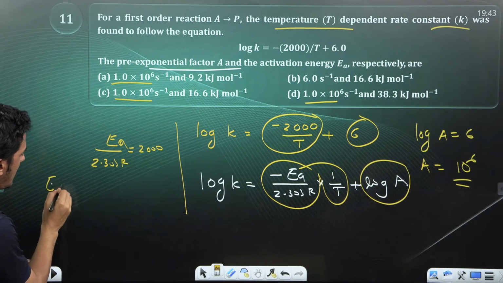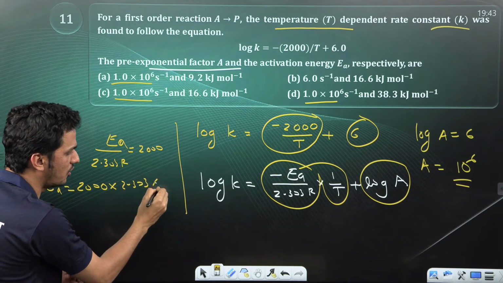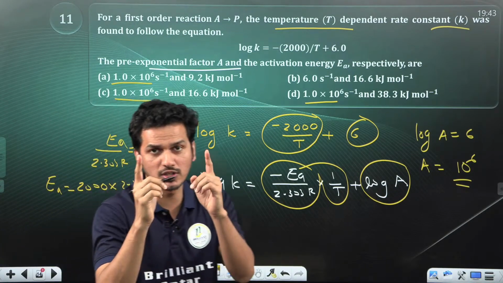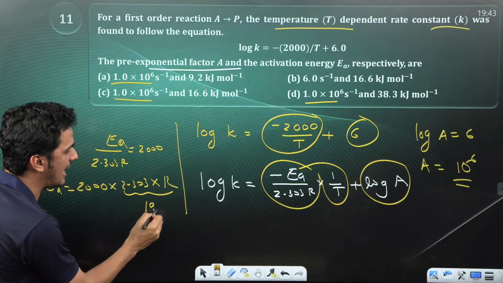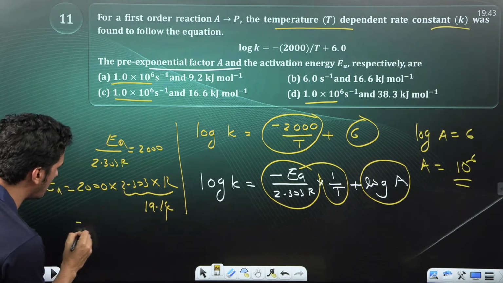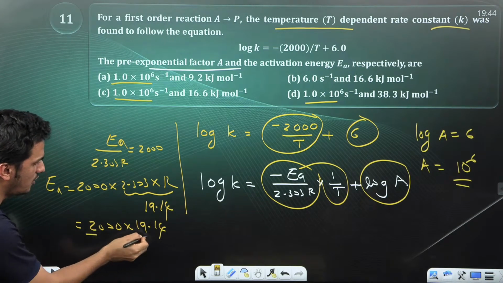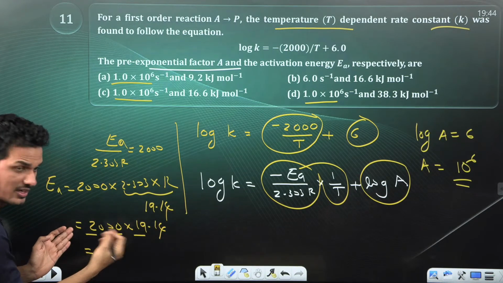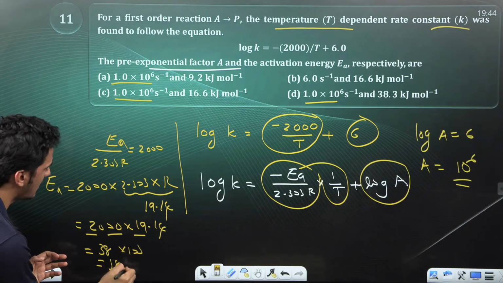Now I can write EA equal to what? 2000 into 2.303 into R. R is 8.314, so 2.303 into R, instead of that I can write 19.14. We discussed that idea many times. So that means 2000 into 19.14. So 2 into 19 is 38, 38 point something. This is into 1000, so 38 into 10 raised to 3. That means 38 kilojoule is coming.